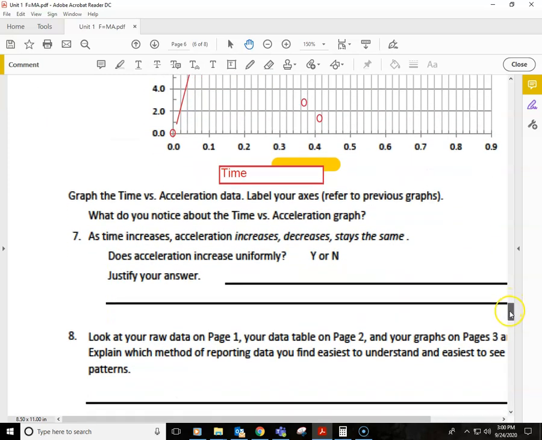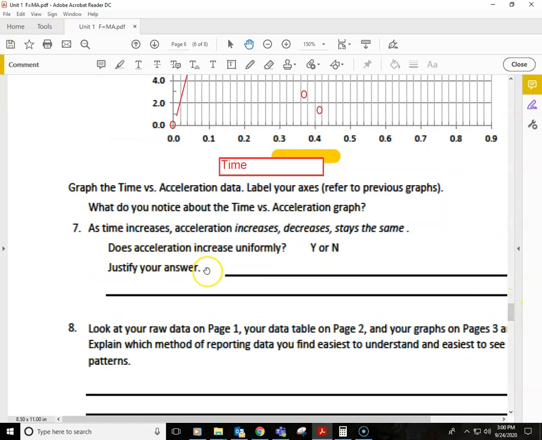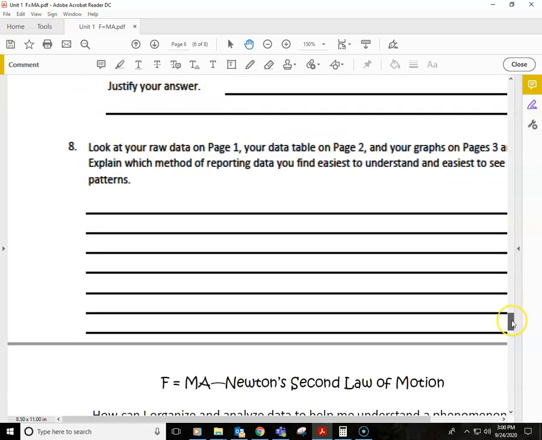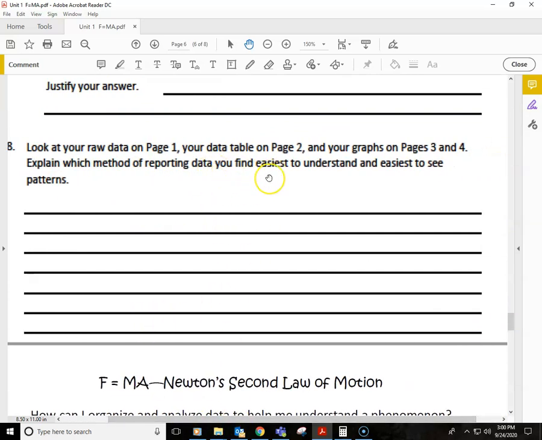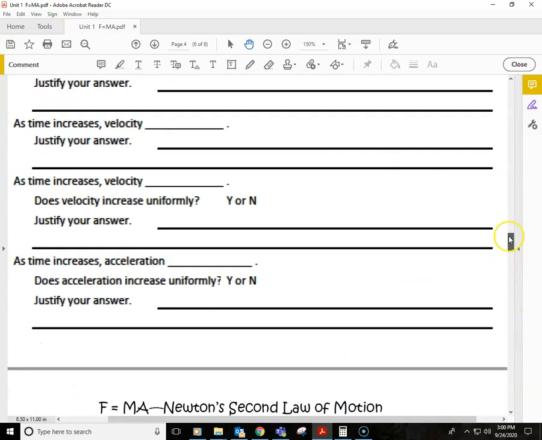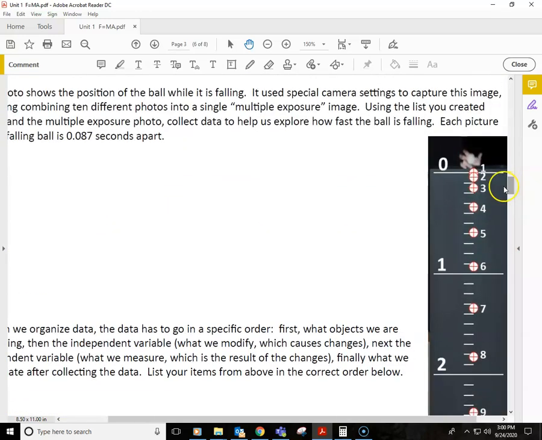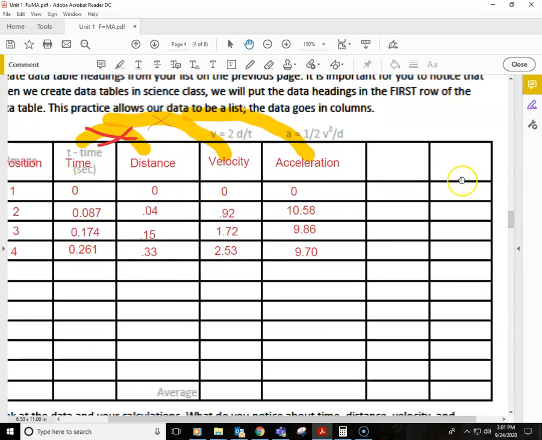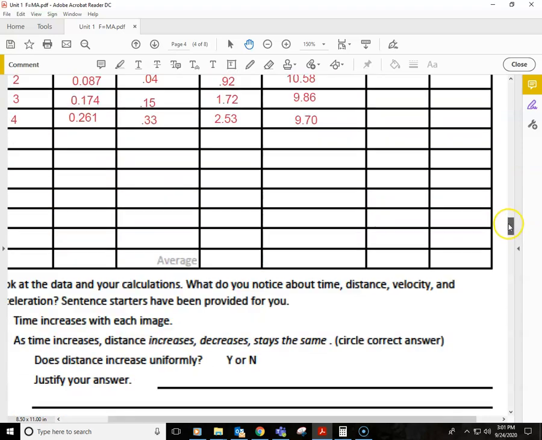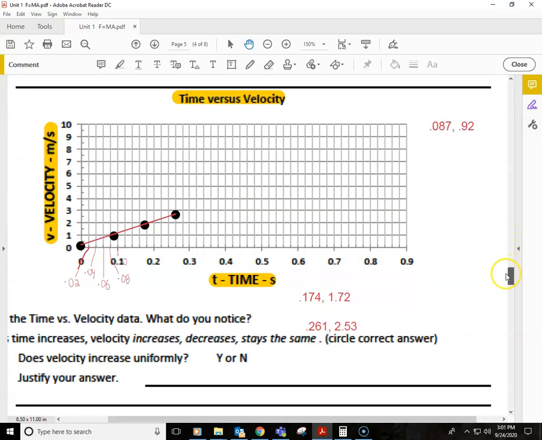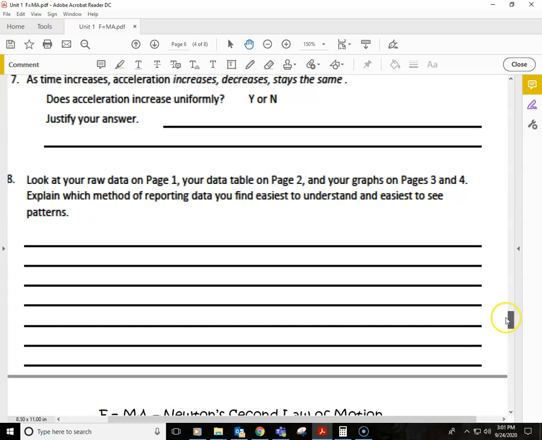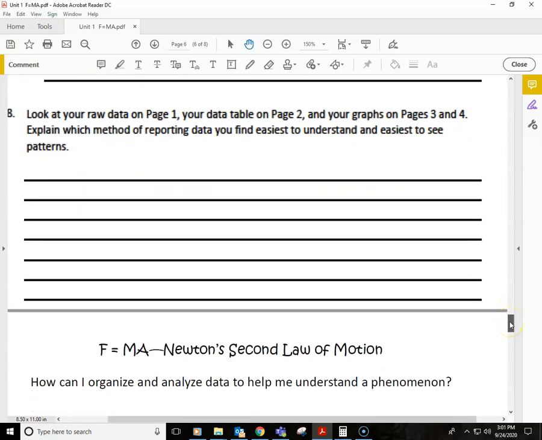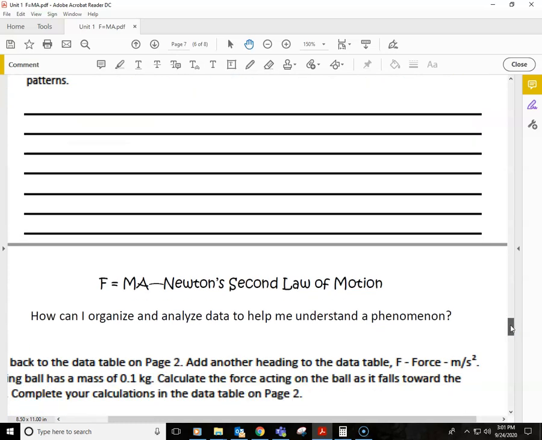Let's see. Oh, what's next? Answering questions, justifying your answers, and then you're going to give your opinion about which way to report data you think is easiest to understand and easiest to see patterns. Is it the raw data that we started with over here, which I've erased? Is it the data table, the chart? Does that help you see patterns better? Or is it the graphs? Do those help you see patterns better? What do you think? What's your preference? That takes care of page 6.